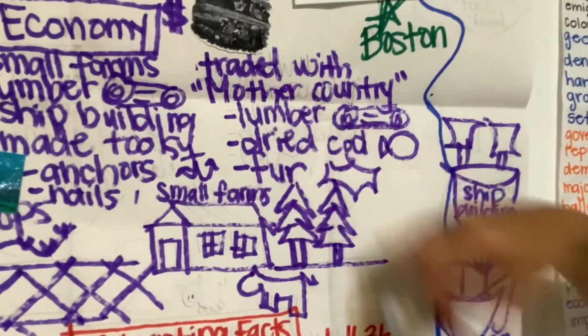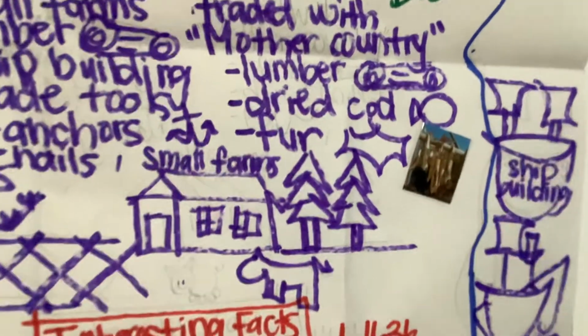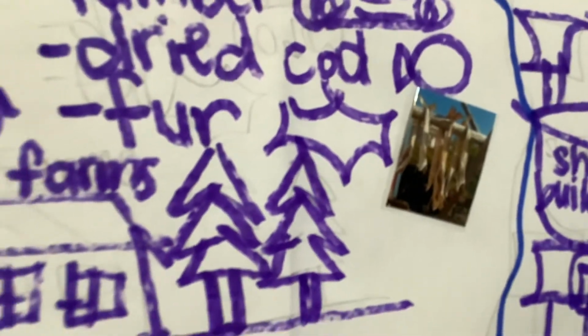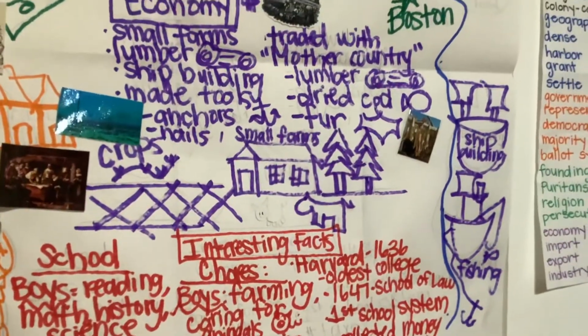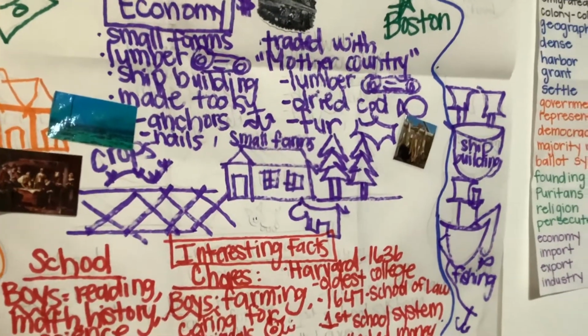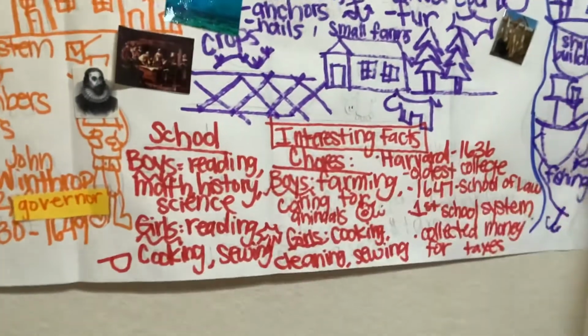Read this with me. Lumber. They also traded dried cod. Read this with me. Dried cod. They also traded fur. Read that with me. Fur. Now we're going to move into our last category, which is interesting facts. Read this with me. Interesting facts.